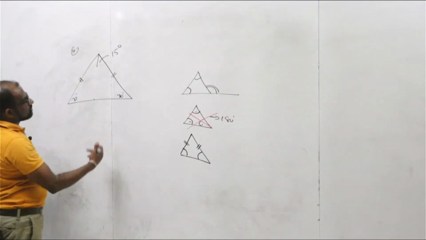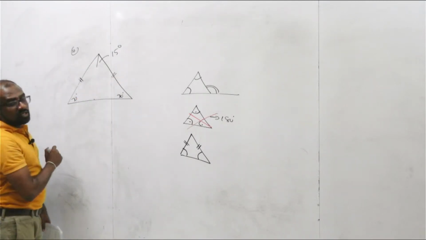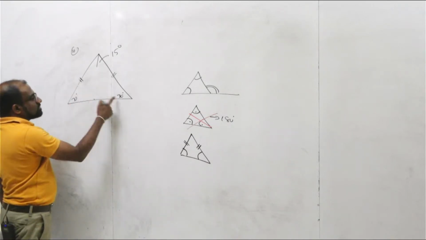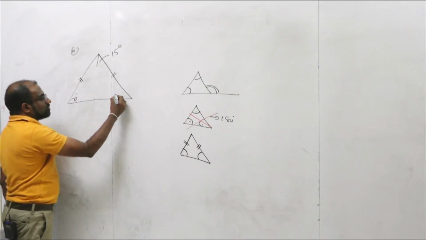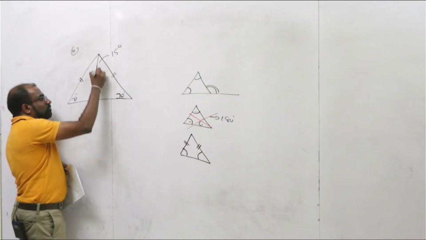Okay, the theorem is two sides are equal, therefore angle facing those equal sides are equal. This angle 70 means this angle is also 70, right? Then now we'll complete what we have erased.